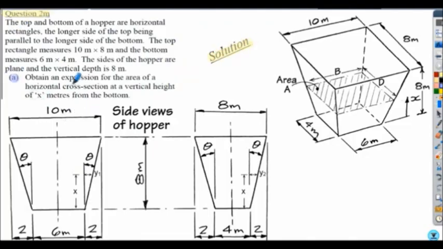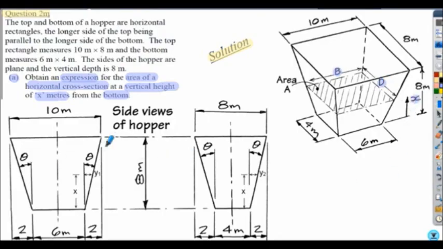This is part A. We're trying to obtain an expression for the area of the horizontal cross-section at the vertical height x meters from the bottom, the base of the hopper. So the area we're considering is this cross-hatched area shown highlighted in our sketch. So to find the area of that section, it will be essentially b multiplied by d, but what we need to do is to determine an expression for both b and d in terms of a function of x.